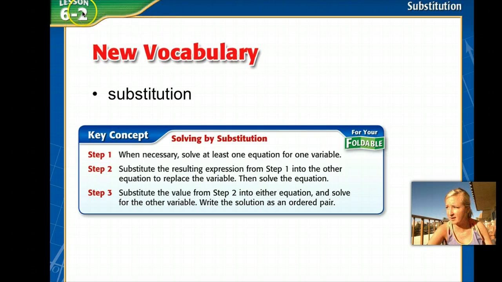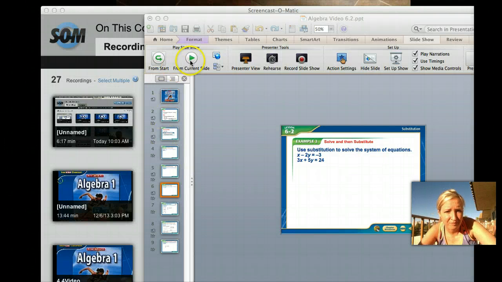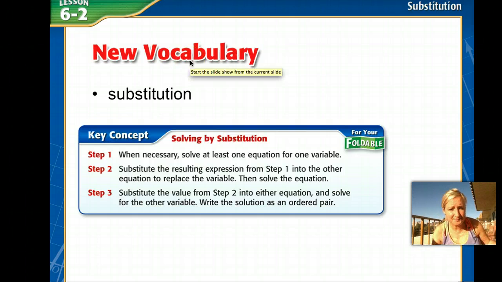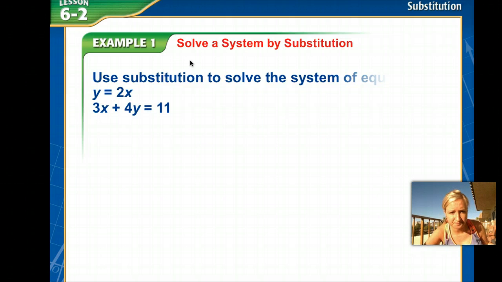So step number one, when necessary, we are going to solve for at least one variable. Step number two is we're going to substitute that equation into the second equation and solve for either x or y. And then step number three is to solve for x or y for that last equation. And this will all make sense once we start going, but make sure you have the rules for substitution down.